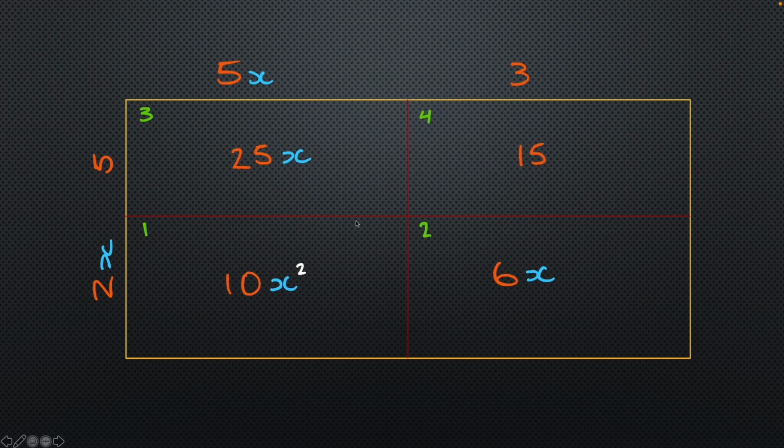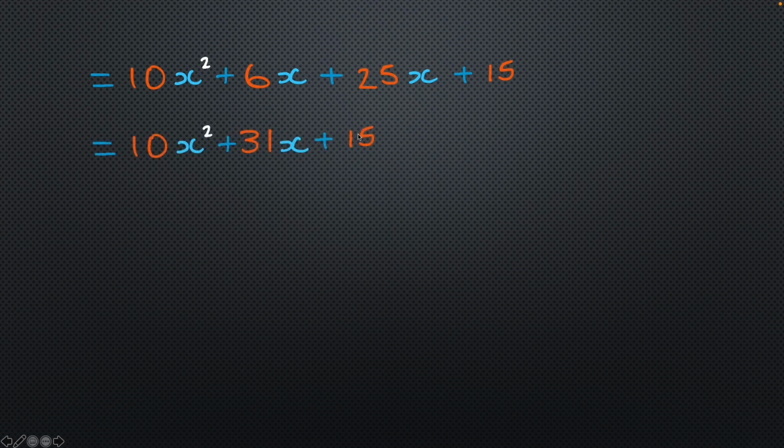Now that we have the area of these 4 smaller rectangles, how are we going to find the area of the larger rectangle? We add these all together to get our area, which is 10x squared, add 6x, add 25x, add 15. So this is the area of the whole rectangle. Effectively what we've done is multiply these brackets together, and by multiplying these brackets together to give us the area, we have this. You may notice 6x add 25x can be simplified into 31x. So our final answer simplified is 10x squared, add 31x, add 15. Hopefully that made sense about multiplying these out.